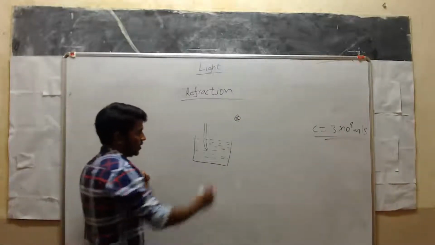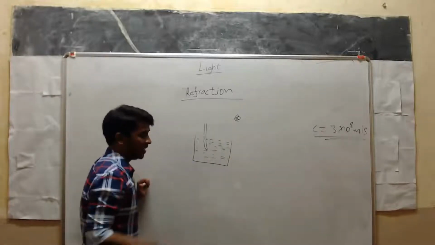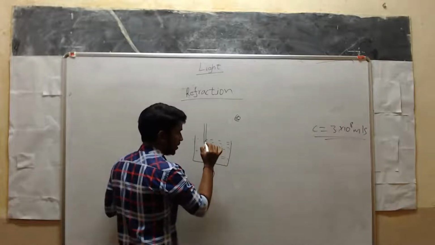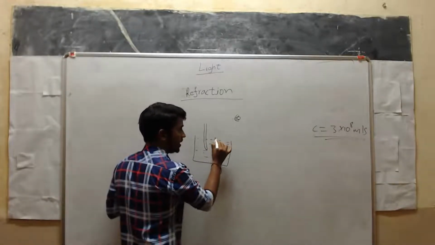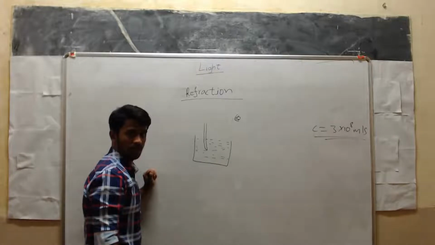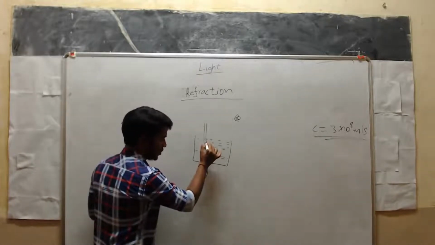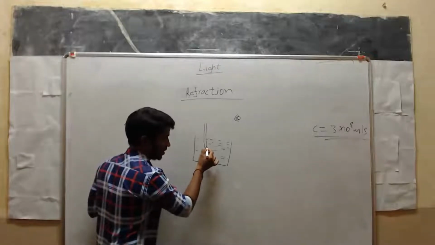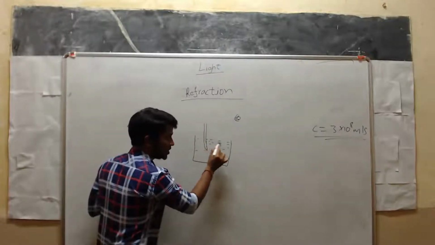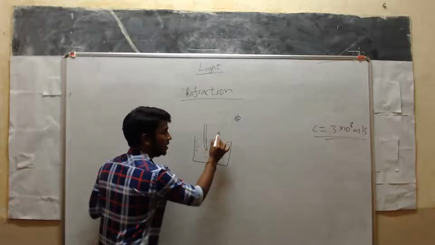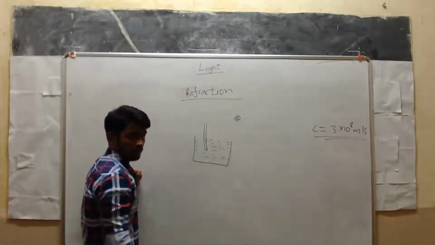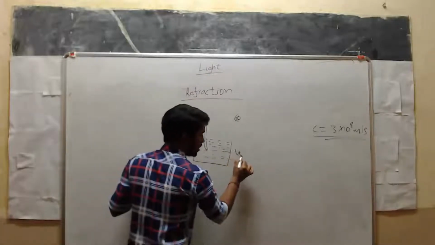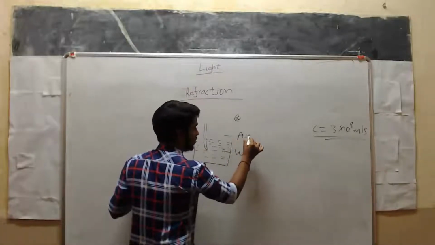So now the light rays should come first from the water medium, then the air medium. See, now this portion looks like a bend, right? Why? Because here the rays from this portion should travel first through the water medium, then the air medium. So now here light is traveling first in water medium, then air medium.